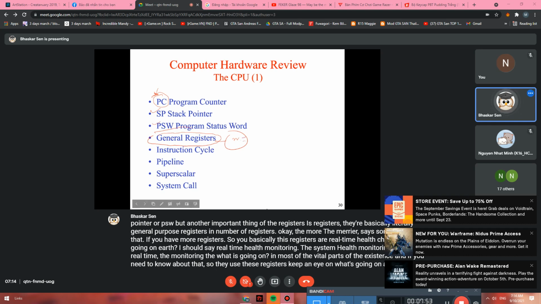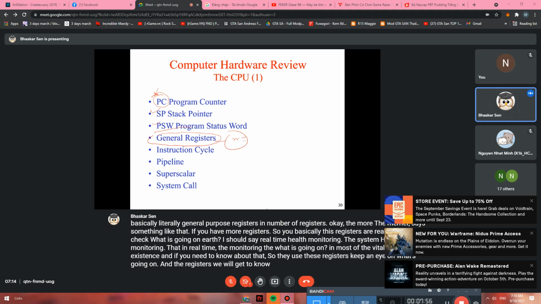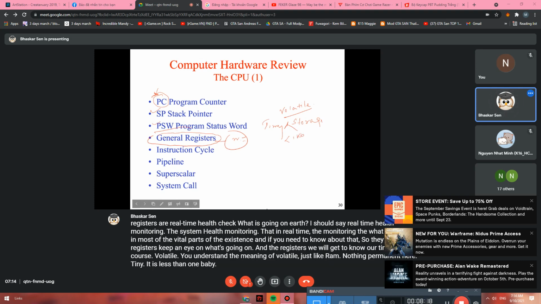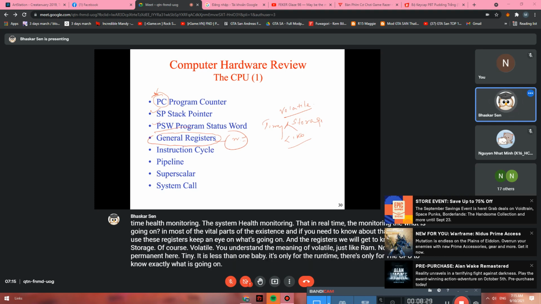So the CPU uses these registers to keep an eye on what's going on. And the registers, we will get to know, are tiny storage, of course, volatile. You understand the meaning of volatile, just like RAM. Nothing permanent here. Tiny. It is less than 1 KB. It's only for the runtime. It's only for the CPU to know exactly what is going on this very moment.